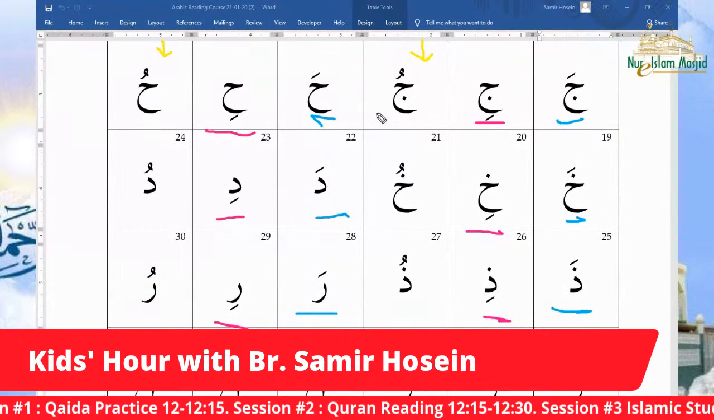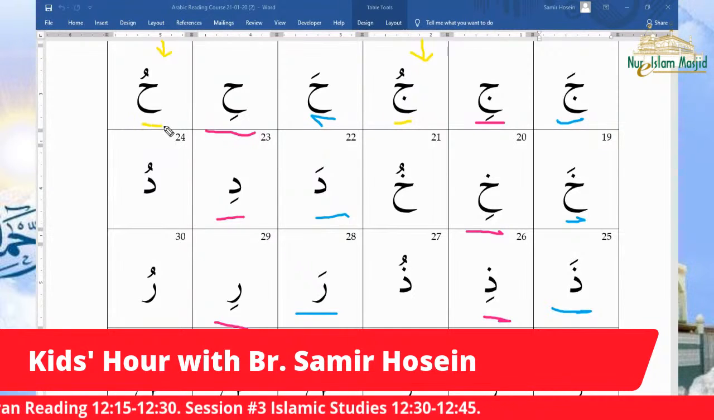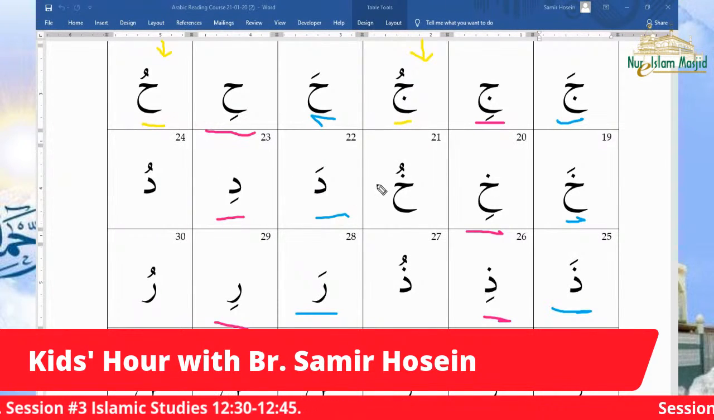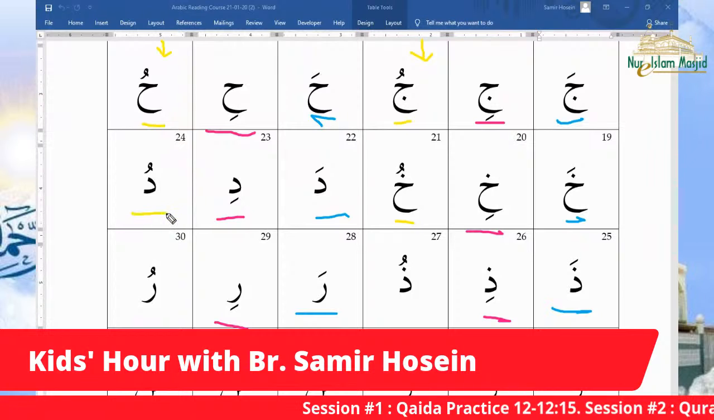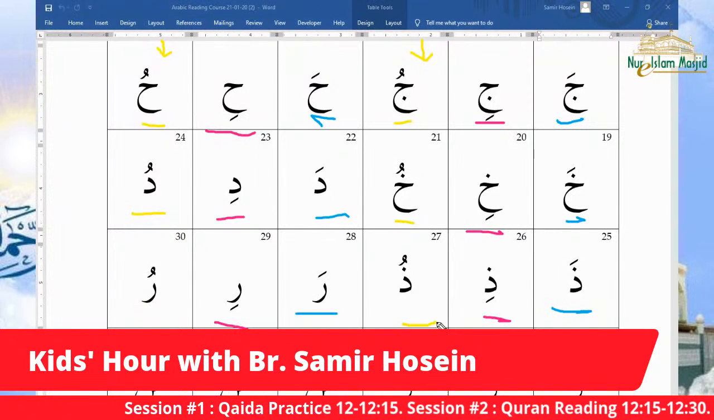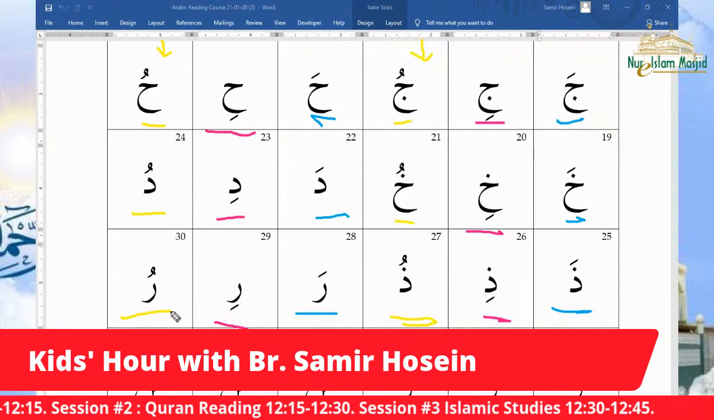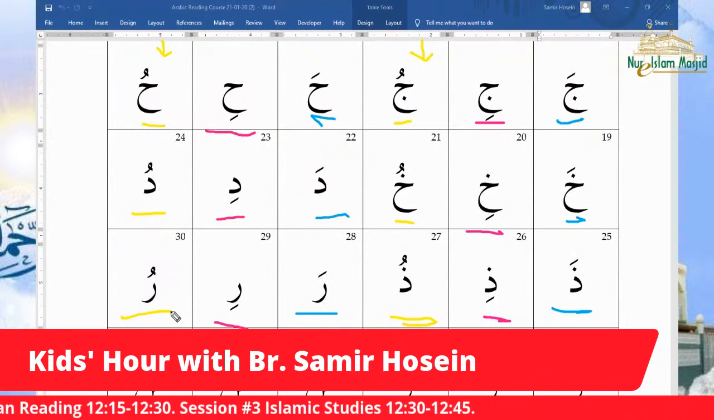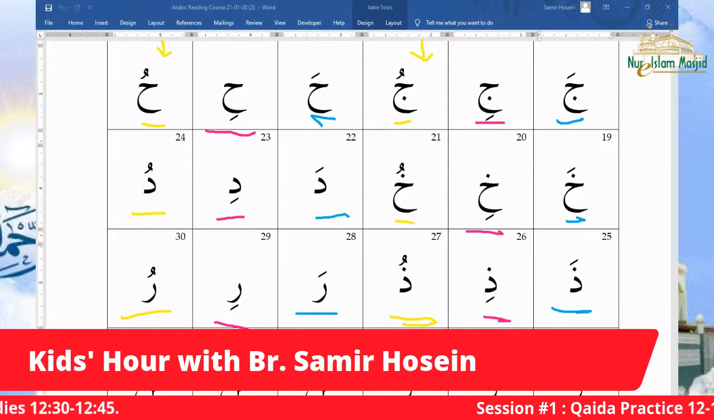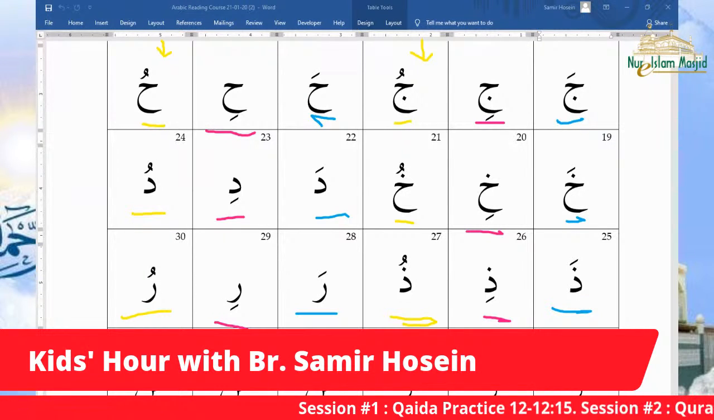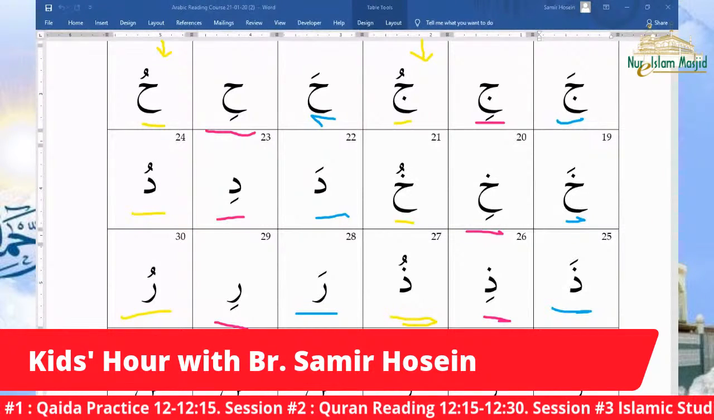So let's read. Ju, hu, hu, du, vu, and ru. Okay? So we are able to group the letters by the same letter, ja, ji, ju, and we are also able to group the letters based on the vowel that they carry.